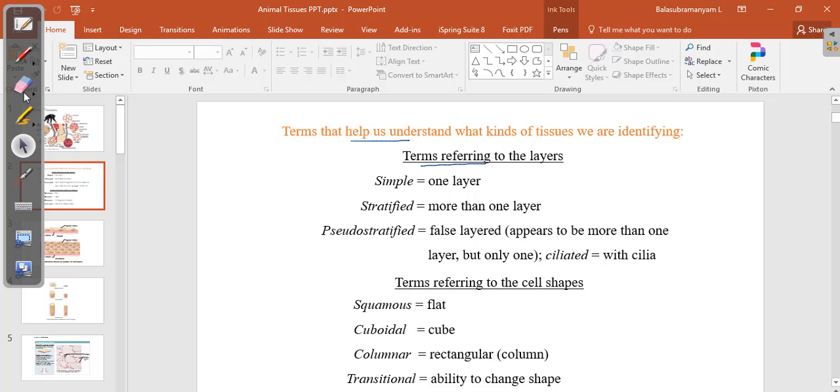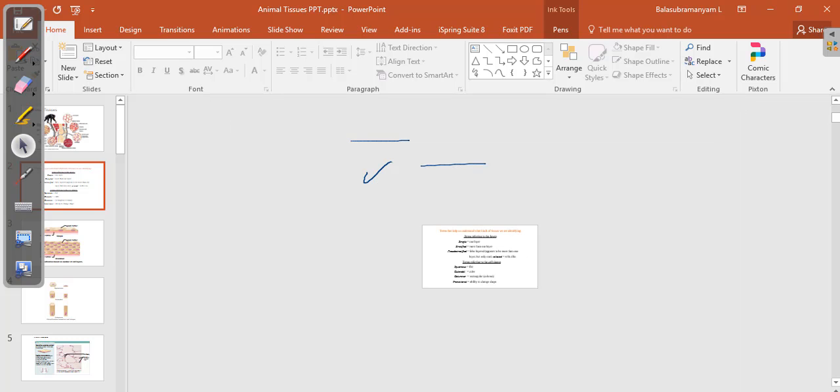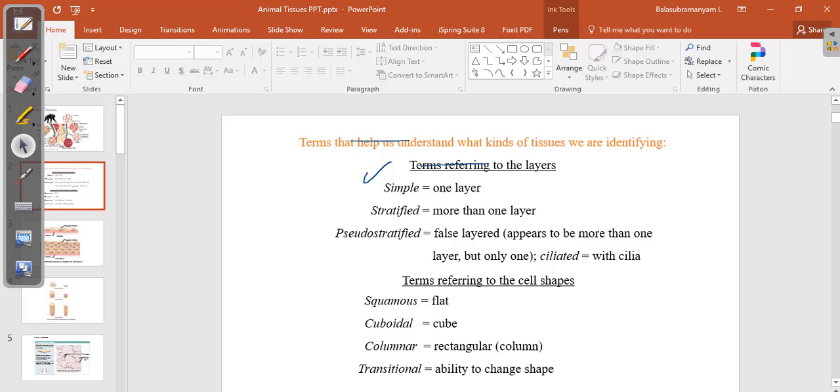First are the terms referring to the layers. The simple layer refers to a single layer, and stratified refers to more than one layer. One minute, I'll try to reduce the size of it. Okay, simple is one layer, stratified is more than one layer, pseudostratified is a false appearance of many layers. Usually it won't be many layers.